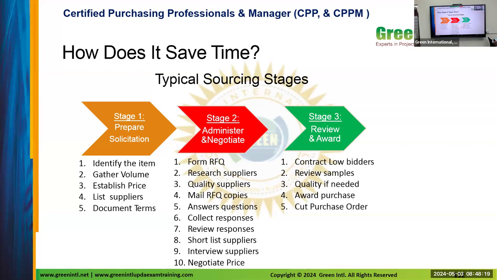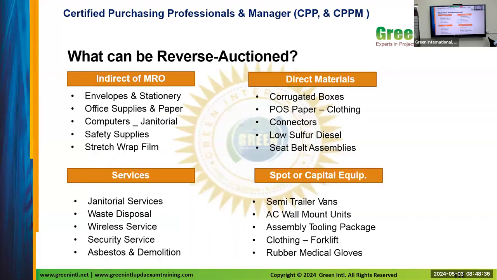So this is basically the e-procurement process, in which there are various stages, mentioned here, where time can be saved, as well as cost, to be very fair and to save the cost. What can be a reverse auction? Indirect or MRO. So what kind of items or services can be used for reverse auctioning?